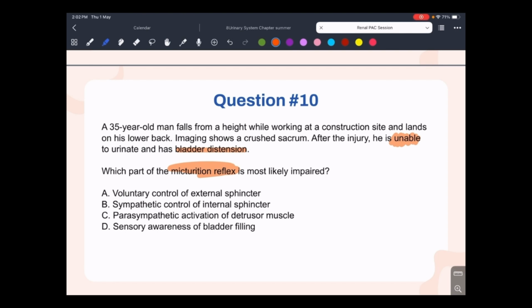Let's go to D. Sensory awareness of bladder filling. Its job is to send stretch signals from the bladder to the brain and the spinal cord when it fills. If it is lost, you would not feel when your bladder is full and might not consciously decide to urinate, but the bladder can still reflexively empty if the detrusor activation pathway is intact. But the most important thing here was C. Parasympathetic activation of the detrusor muscle. Because if this is lost, the bladder cannot contract, urine will build up, the bladder will distend, and no urination will happen. Okay? I believe that is it.